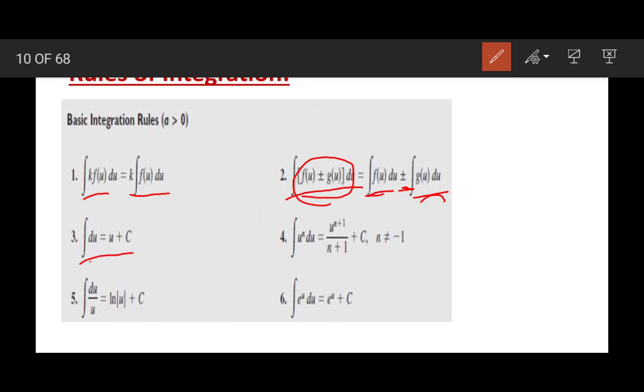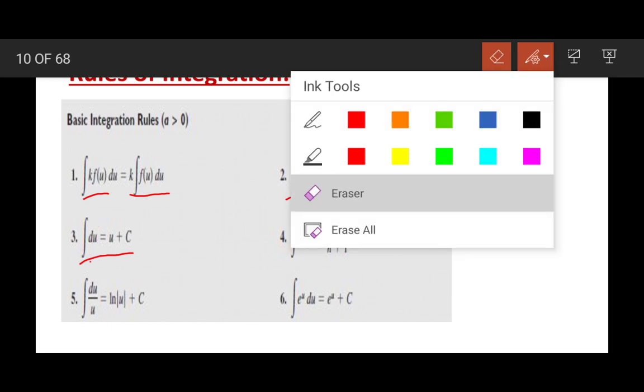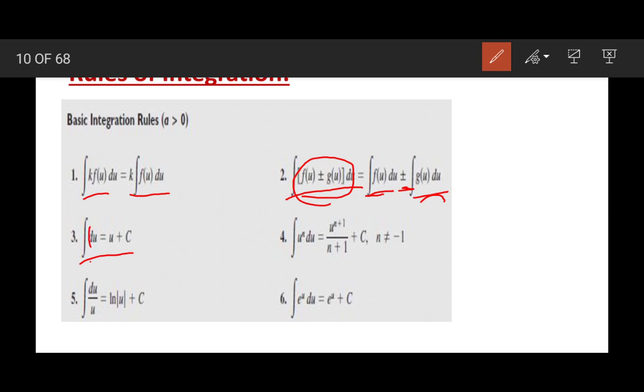Then the third rule is integral of only the variable. Here no term is given, no variable is given, that means here 1 is given. It is like integral of 1 du. So integral of 1 is always that variable. So if it is integral of dx, then that is equal to x plus c. Here we have to differentiate with respect to x. So the x variable is used and hence integral of dx is x plus c.